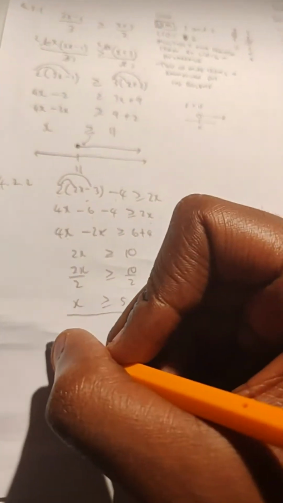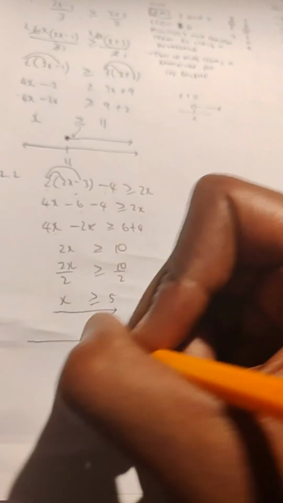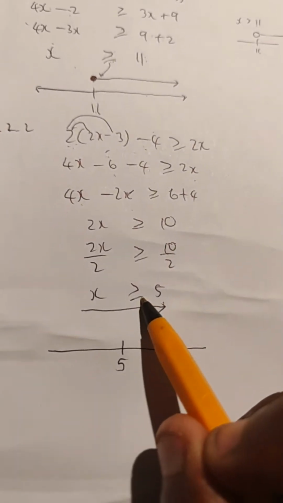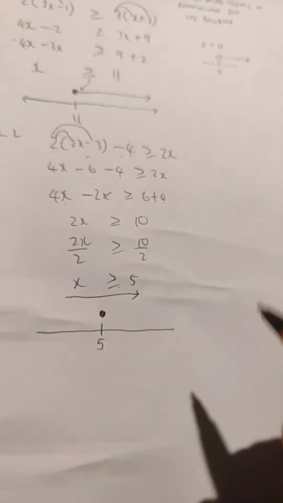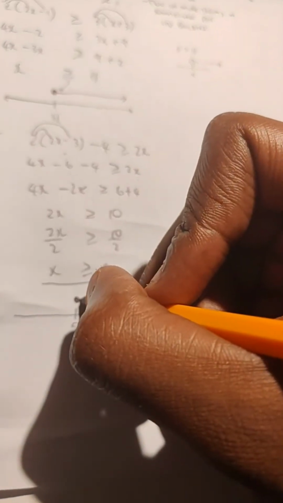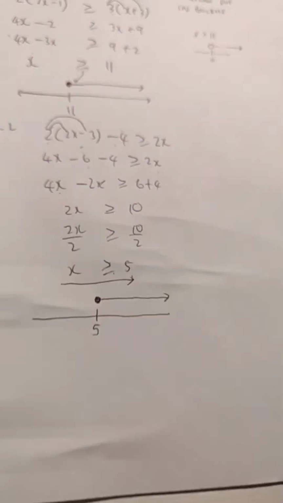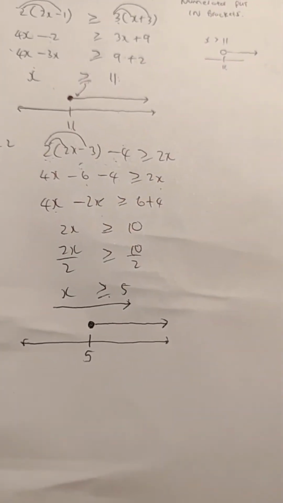Remember, we need to represent our answer on a number line. So we just go down there and write down the number 5. Still, the 5 is included, so we shade, a shaded dot. We draw an arrow. x is bigger, so bigger numbers lie on this side of the number line. Okay, and that's that. Done, finished. Number line representation, not a problem.